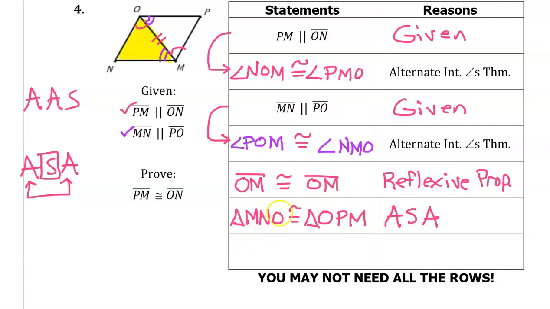Are we finished? No. If we had been asked to prove that the triangles are congruent, then we would be finished. But we were asked to prove something extra. We were asked to prove that segment PM is congruent to segment ON. Whenever you have already proven that the triangles are congruent, and then you have to prove that an extra pair of corresponding parts are congruent, the reason will be CPCTC. Corresponding parts of congruent triangles are congruent.